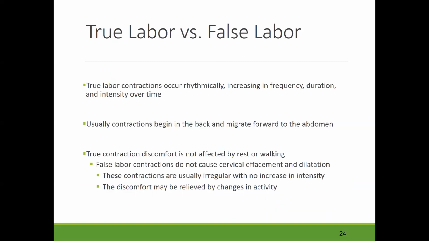All right, how do we differentiate between true labor and false labor? So true labor contractions occur rhythmically. They increase in frequency, duration, and intensity over time. Usually contractions begin in the back, on the mom's back, and kind of migrate forward towards the abdomen. So it's like someone comes behind you and kind of gives you a hug. So they start their hands right on your spine and slide their hands around the front of your abdomen and then squeeze. If someone's giving you a tight hug, and then they let go and they go in reverse order. So then they slide back around the mom's back, is what a contraction feels like.